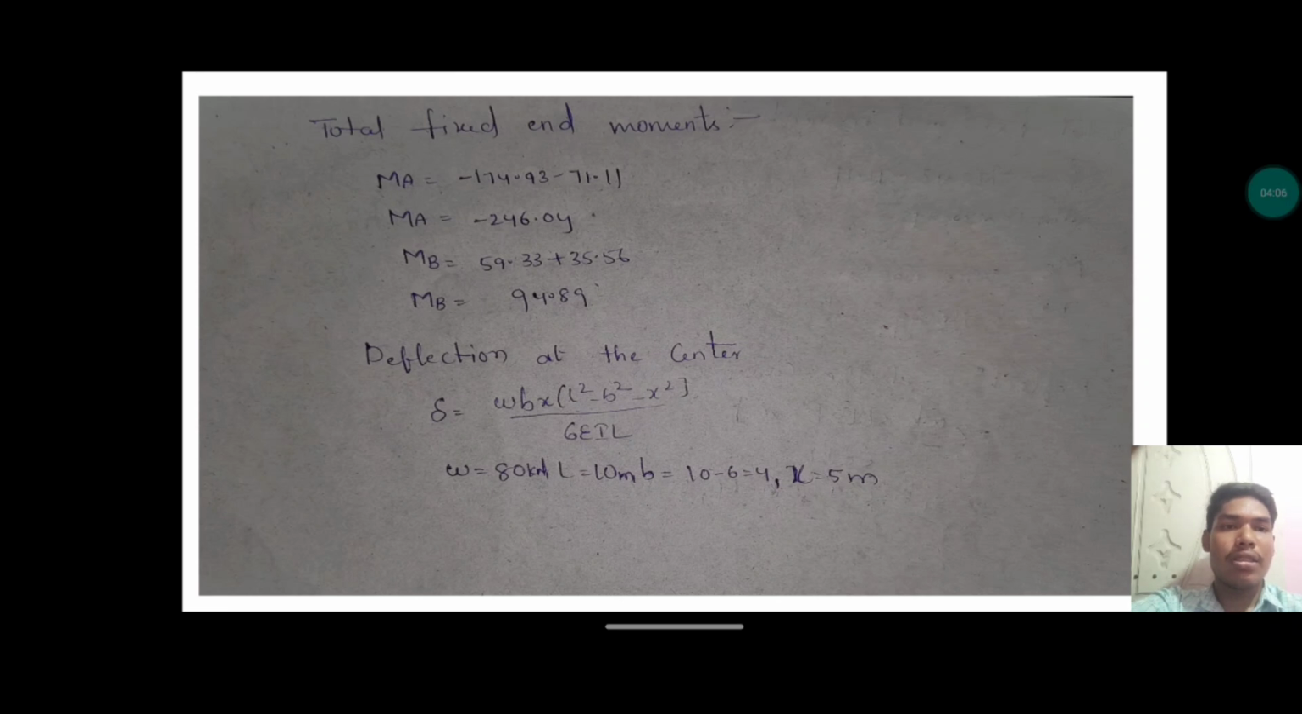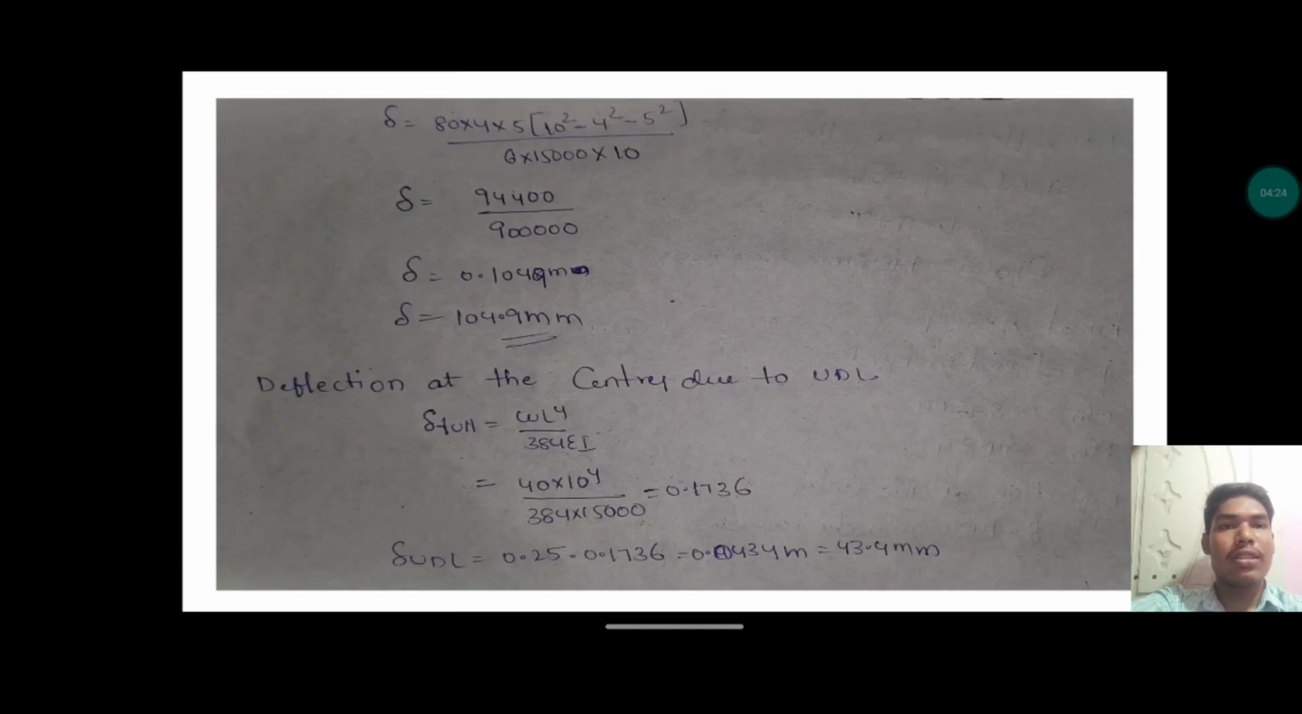To find the deflection at the center, deflection is equal to Wbx into L square minus b square minus x square by 6EIL, where W is equal to 80 kilonewtons, L is equal to 10 meters, b is equal to 10 minus 6, that is 4 meters, x is equal to 5. Delta is equal to 80 into 4 into 5 into 10 square minus 4 square minus 5 square by 6 into 15,000 into 10. Delta is equal to 94,400 by 9 lakhs. Delta is equal to 0.1049 meters. Delta is equal to 104.9 mm.